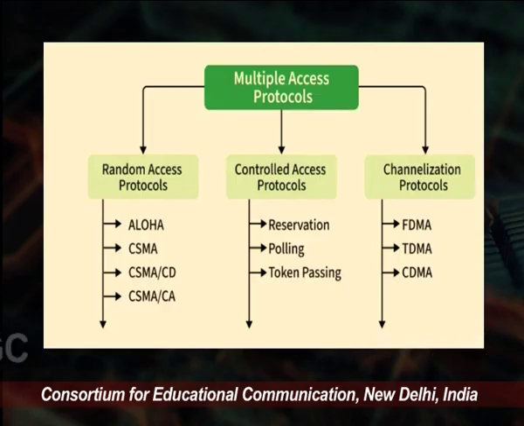Another category is channelization protocols. Within this category, we have all those multiplexing schemes which we were talking about: FDMA, TDMA and CDMA. All these multiplexing techniques are there under channelization protocols. So, basically there are three categories of protocols under multiple access protocols: random access protocols, controlled access protocols, and channelization protocols.